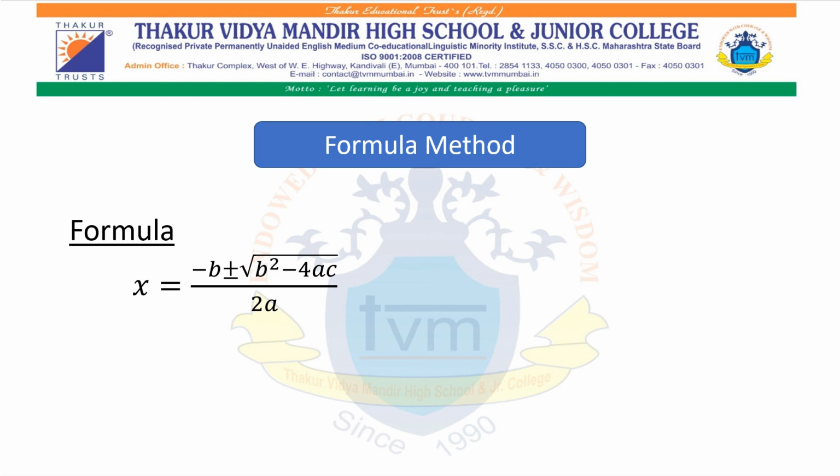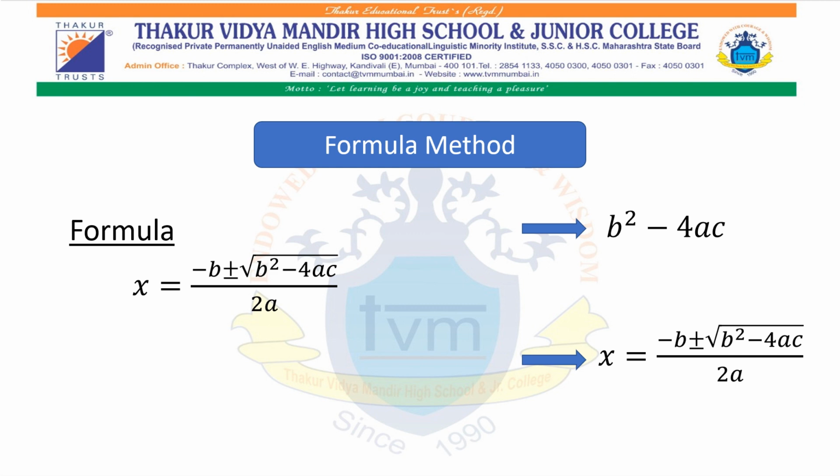Now the points we have to remember are, first, the equation should be in the standard form. If not given, we will make it in a standard form. After getting it in a standard form, we will try to get the value of a, b and c. After getting the value of a, b, c, we will first find out the value inside the root sign, means we will find out the value of b square minus 4ac. And after getting the value of b square minus 4ac, we will substitute that value in our main formula. That main formula is x equals to minus b plus minus root b square minus 4ac upon 2a.